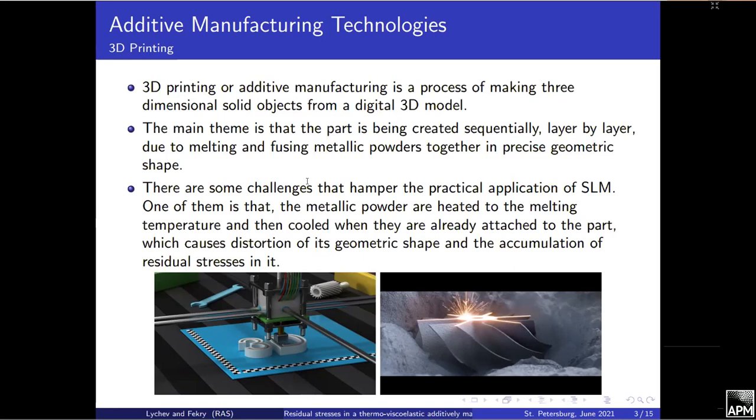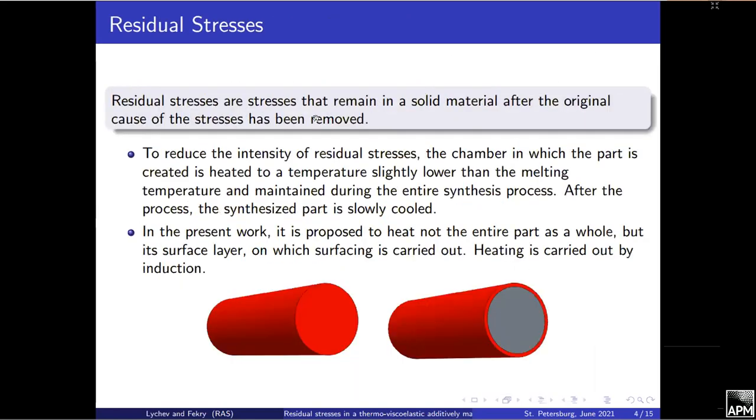So what are residual stresses? Here is a definition. Residual stresses are stresses that remain in a solid material after the original causes of the stresses have been removed. To reduce the intensity of residual stresses, the chamber in which the part is created is heated to a temperature slightly lower than the melting temperature and maintained during the entire synthesis process. After the process, the part is slowly cooled. In this part of the technology, the residual stresses appear.